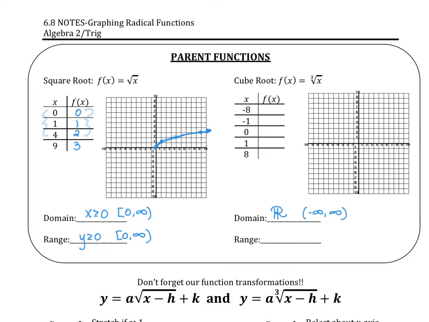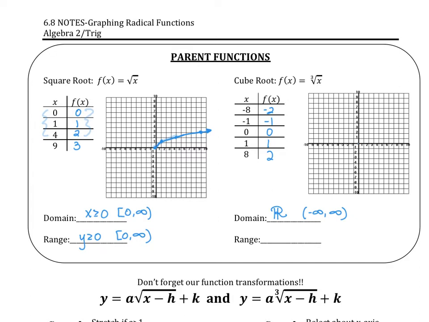All right, so let's make substitutions. Let's take each of our x values and substitute them into our cube root function. If I do the cube root of negative 8, we get negative 2. If I do the cube root of negative 1, we get negative 1. If I do the cube root of 0, we get 0. The cube root of 1 is 1, and the cube root of 8 is 2.